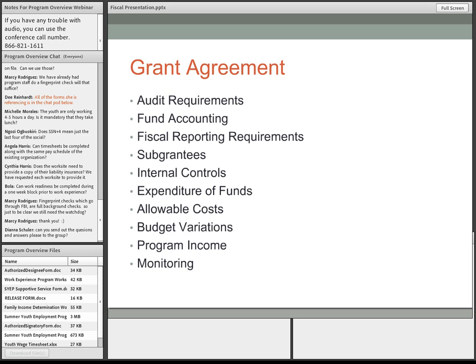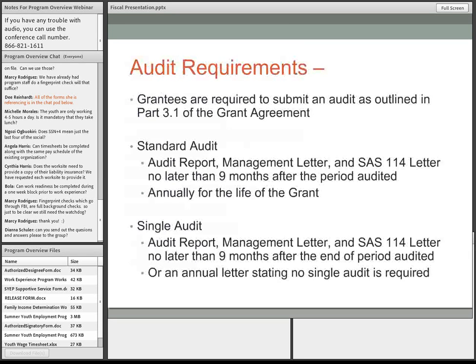Some of the requirements that are in there relate to audit requirements, what kind of a fund accounting system you are required to have, your fiscal reporting requirements, what you can do regarding subgrantees, your internal controls, how you can expend the funds, what kind of allowable costs, how to handle any budget variations, how to handle program income, and what kind of monitoring that you have to do. So it is pretty lengthy, but it has a lot of information.